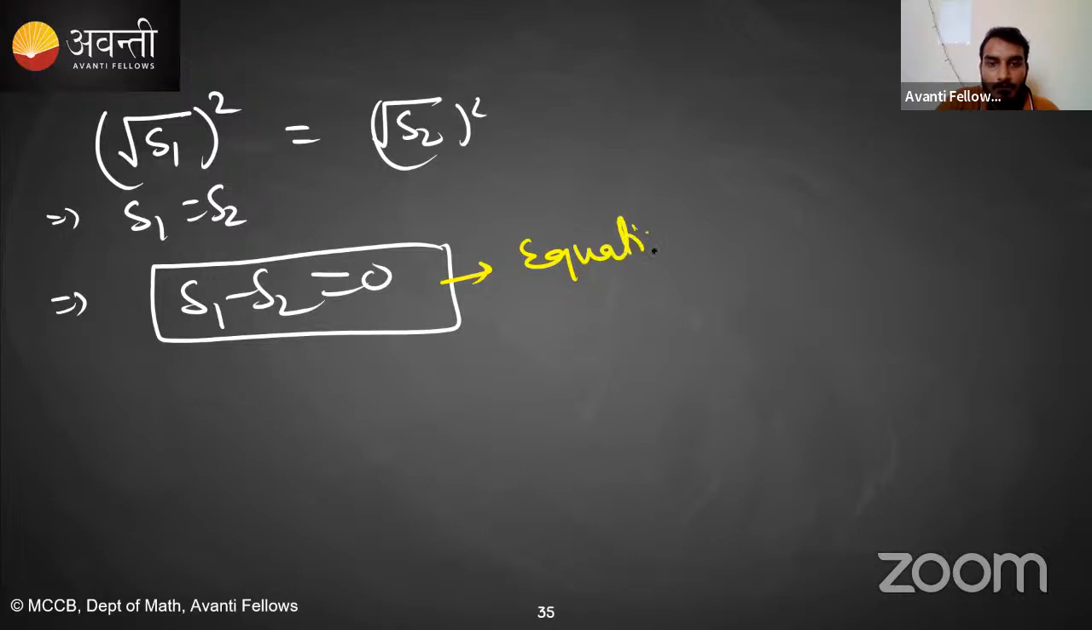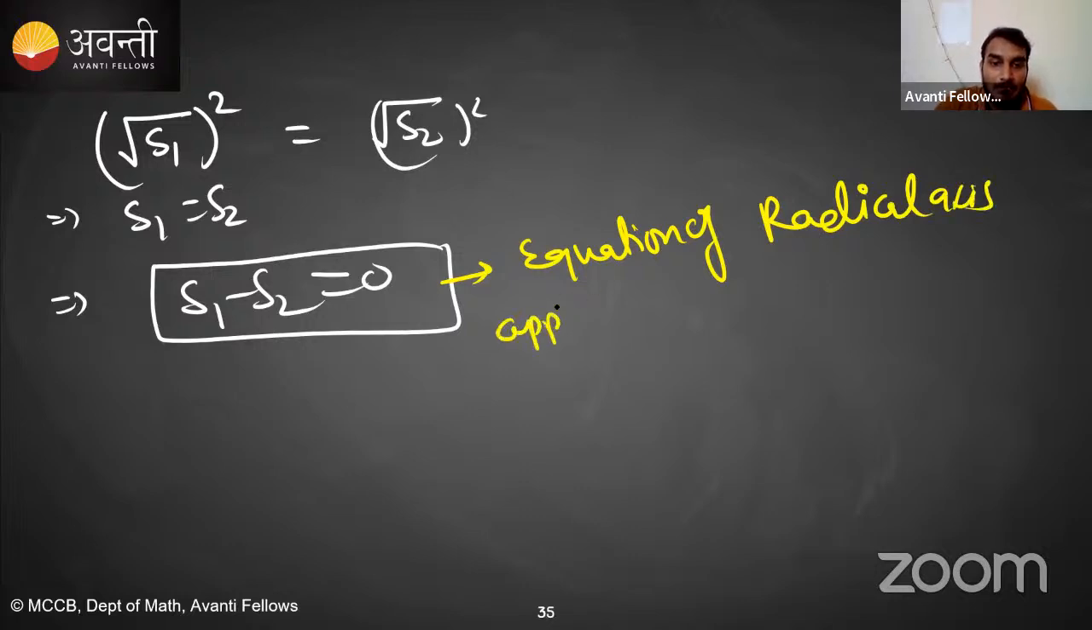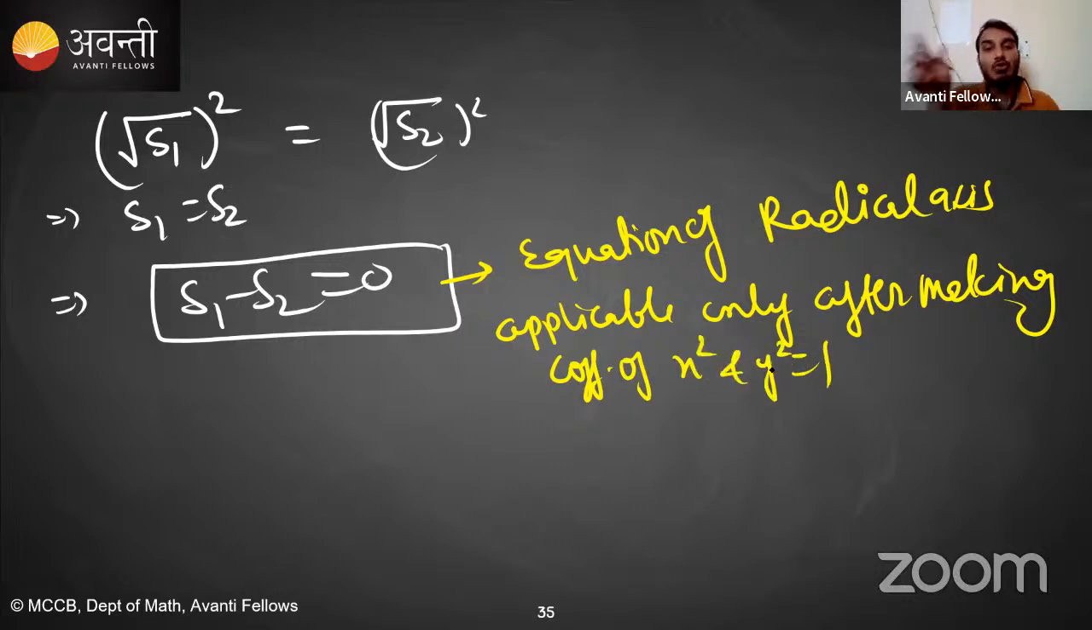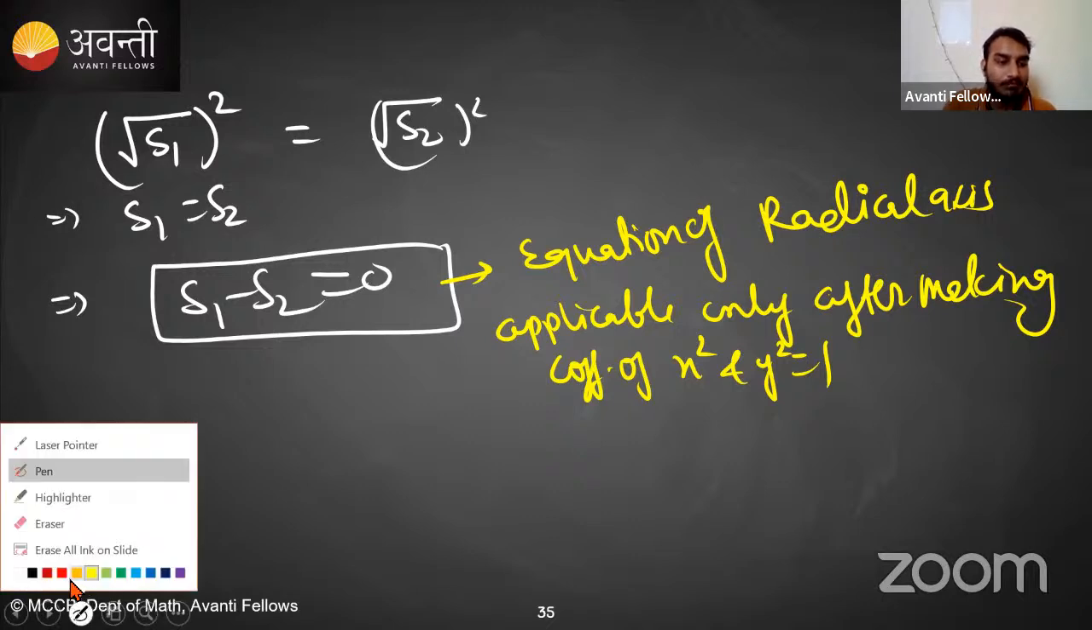Equation of radical axis. It is applicable only after making the coefficient of x square and y square equal to 1. First, you have two circles; make the coefficient of x square and y square 1 in both circles, then do S1 minus S2 equal to 0. That will give you the radical axis. Is this clear, everyone?